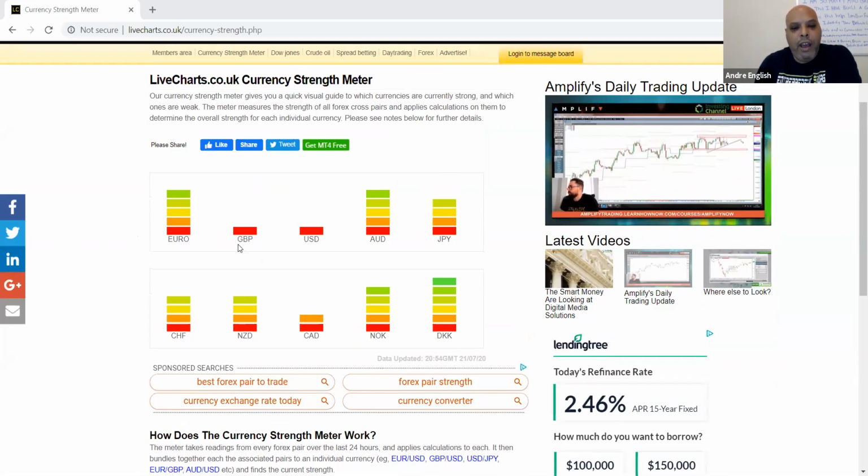The British pound, very, very weak. The US dollar, very, very weak. The Australian dollar, very, very strong. The Japanese yen, relatively strong, and so on. Then the Swissy, the New Zealand dollar, the Canadian dollar, and these over here, most people don't trade on a regular basis; they're usually meant for more advanced trading. So you have these different currency pairs here, and you can tell the strength of the currency. Now, how does that apply?